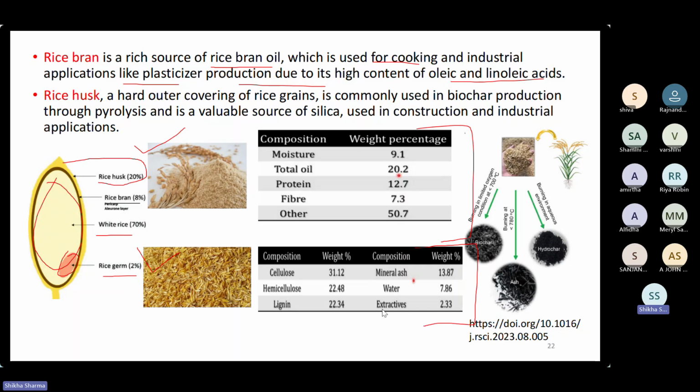So we can see here the oil amount is very high in rice bran, so it can basically be used for rice bran oil production. And rice husk is basically an outer layer covering of the rice grain, and it is commonly used in biochar production through the pyrolysis process, and it is basically a valuable source of silica, which is used in construction and industrial applications.